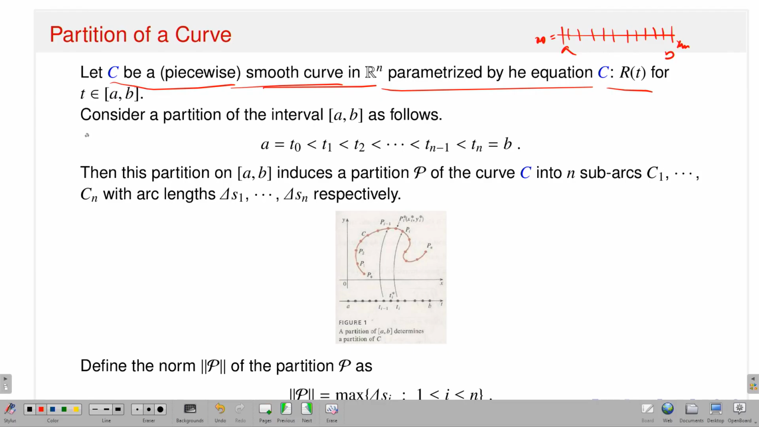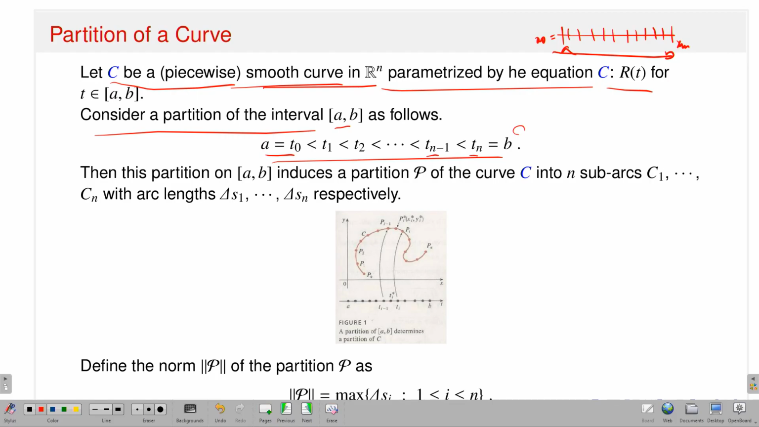Now consider a partition of the closed interval a to b. That means you add finitely many points, with endpoint a equal to t naught, less than t1, less than t2, up to t n minus 1, less than t n, which is b. So this is a partition, and we are already familiar with partitions in our real analysis setting.